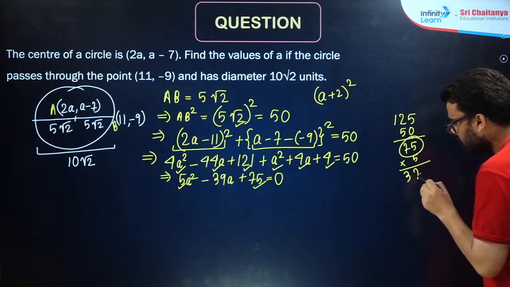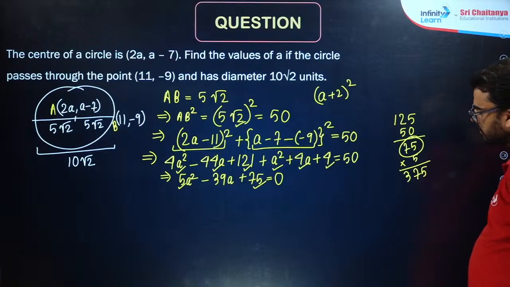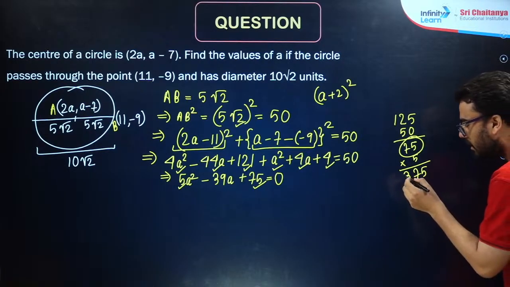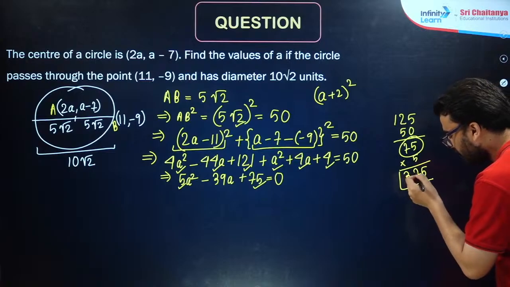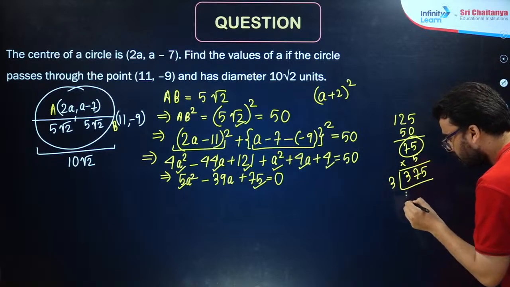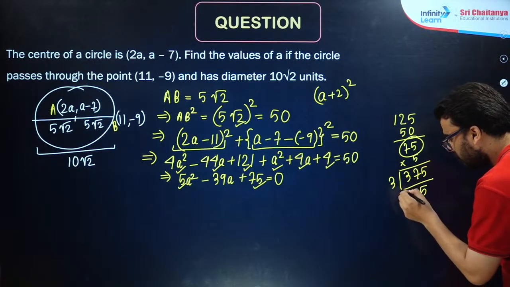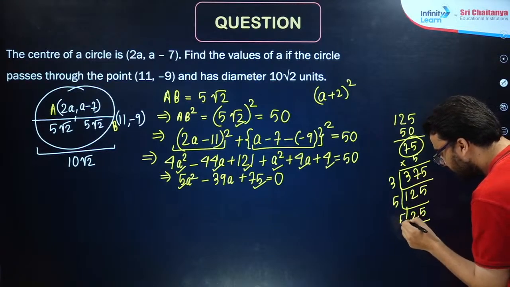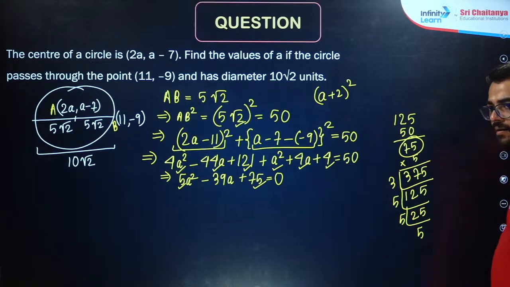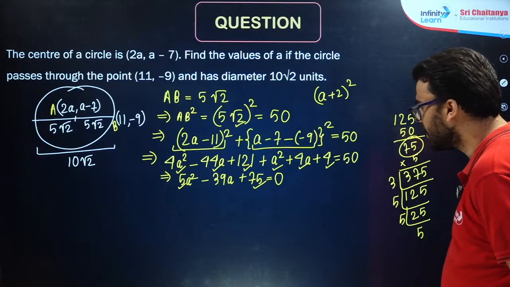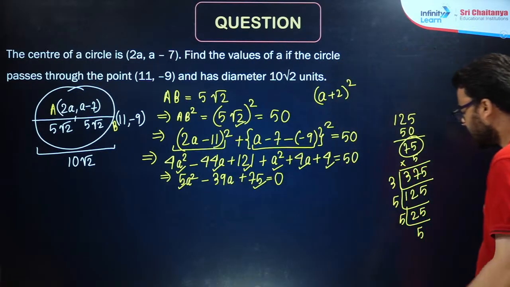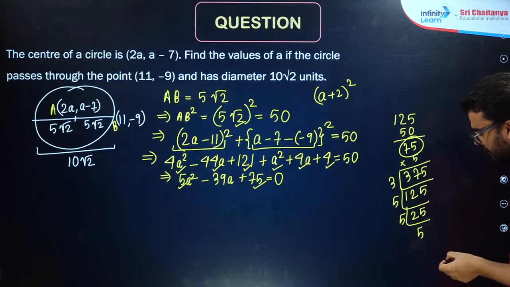No, 375. And then you have to split the middle term over here, right? You have to factorize this thing. Right? I hope it is clear. Now from here you want two numbers whose sum is minus 39. So how can we do that? Let's check that.